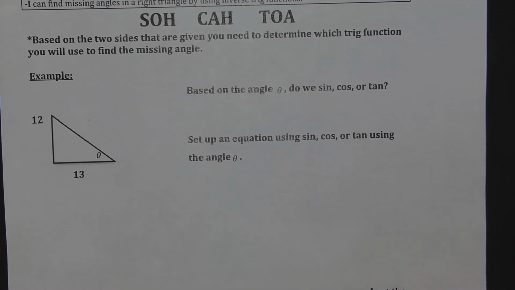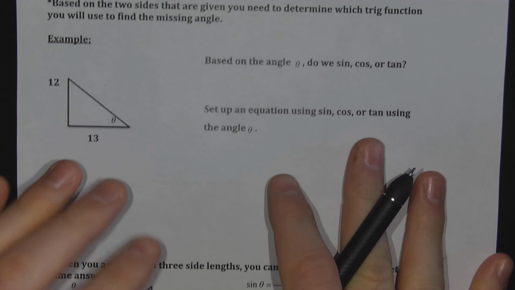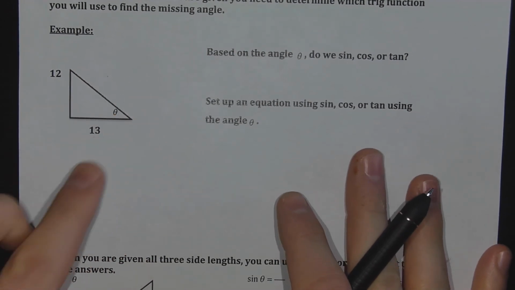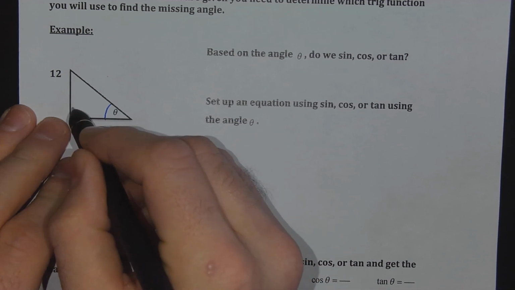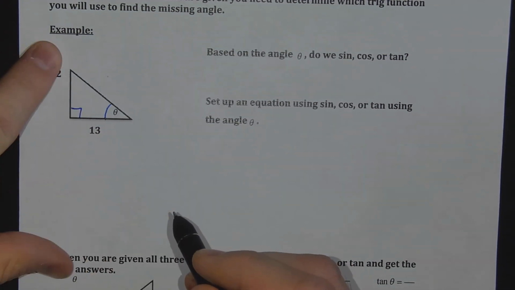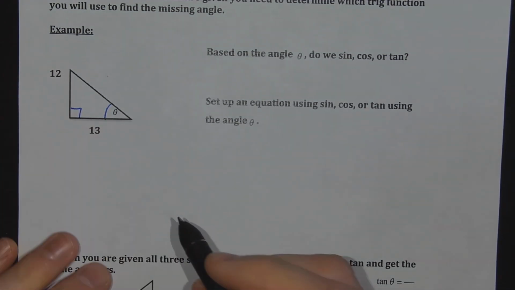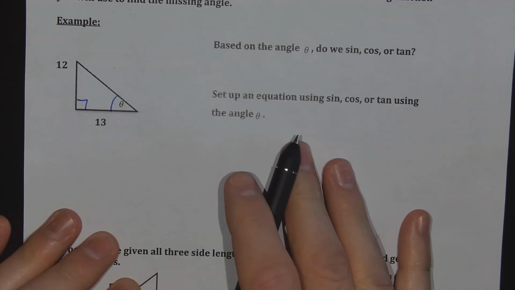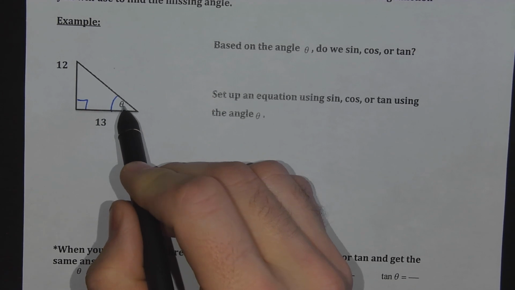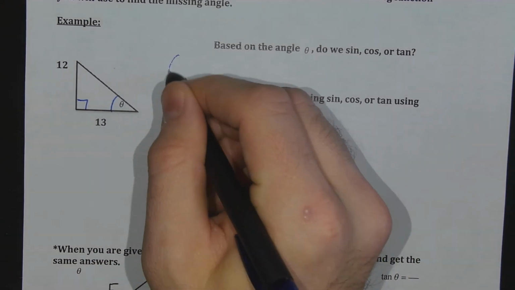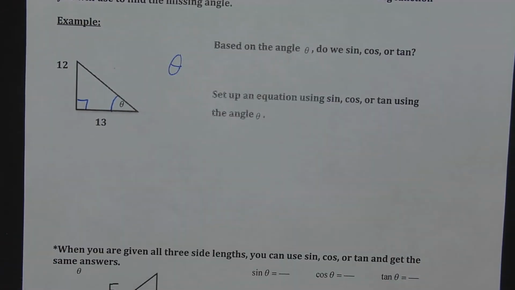In today's video, we're going to learn how to find missing angles in a right triangle using inverse trigonometric functions. So we'll look at this first diagram on our notes. We have a right triangle with the right angle here, and sides of 12 and 13. We're going to be looking at finding this missing angle represented by the Greek letter theta. So essentially just a zero with a line through it.